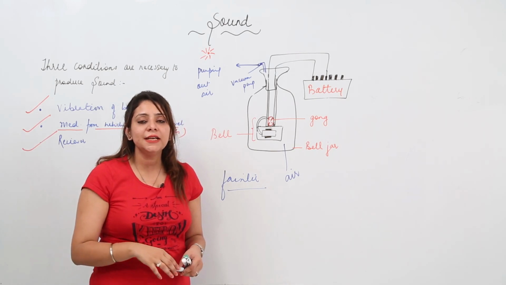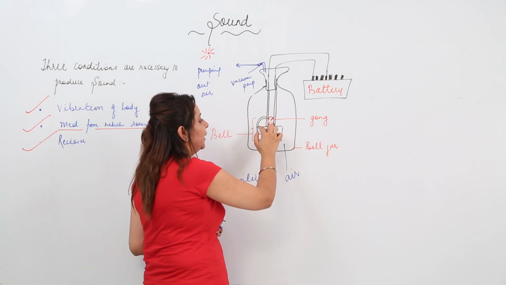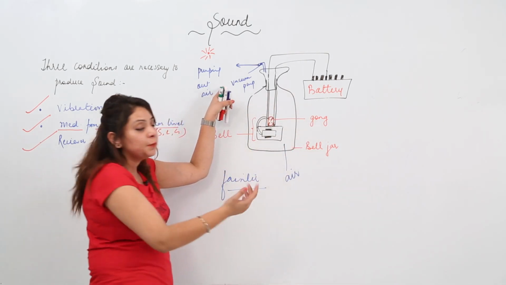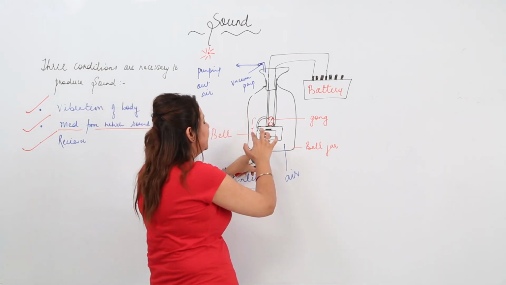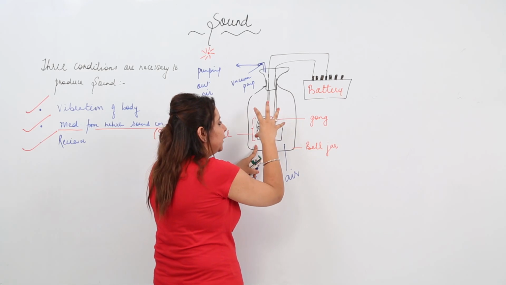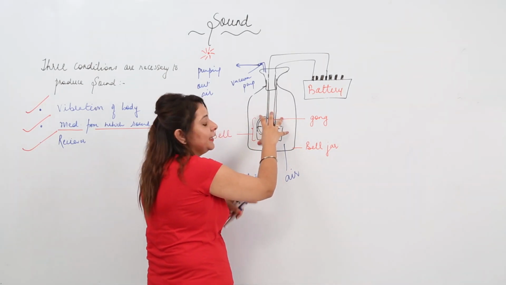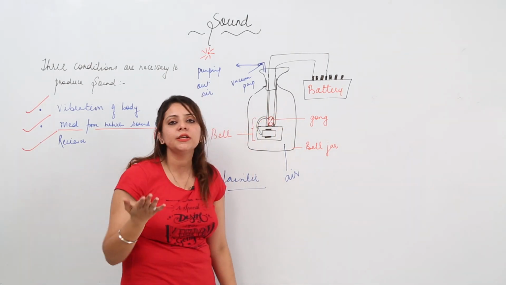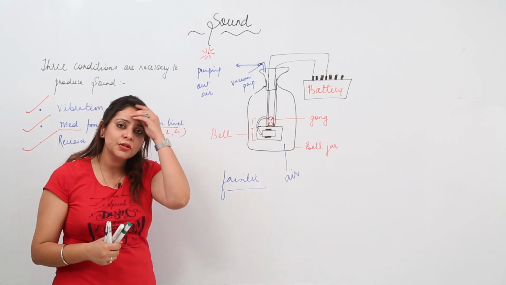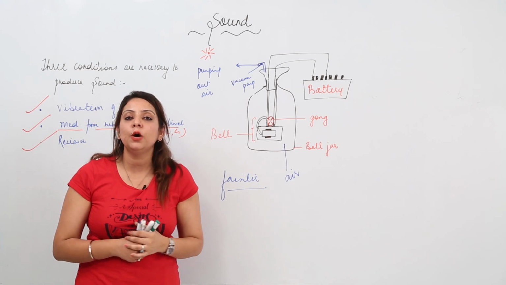The reason is that though the bell is ringing, there is no medium present here, there is all vacuum, because we have pumped out the air. So there is no medium inside, and the waves being produced don't get any medium to travel and we are not able to hear them. So this is how you can explain it whenever you get a question like, how can you prove that sound needs a medium to travel.